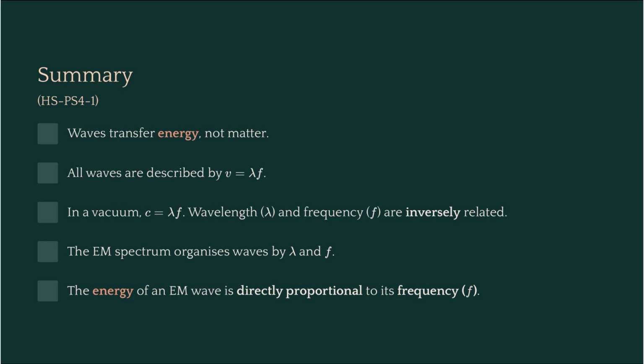So let's sum it all up. All waves transfer energy, and they are all described by the mathematical relationship v equals lambda f. For EM waves in space, their speed c is constant, so their wavelength and frequency are inversely related. And most importantly, an EM wave's energy is directly related to its frequency. A high-frequency wave, like a gamma ray, is a high-energy wave. A low-frequency wave, like a radio wave, is a low-energy wave.